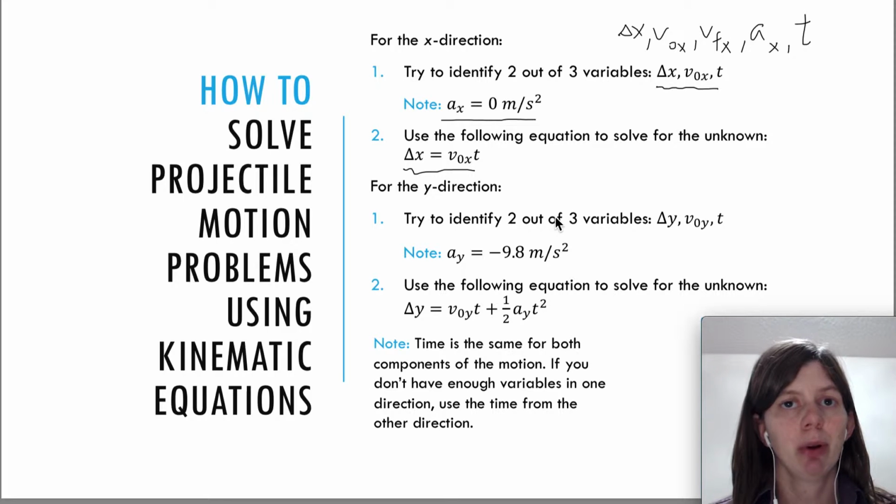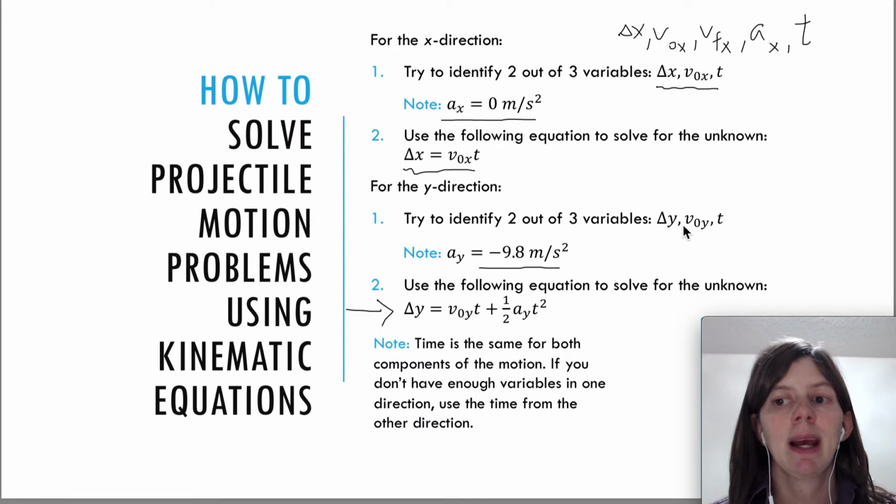Identify 2 out of the 3 variables in the y direction, delta y, v initial y, and t. This is again because you already know the acceleration in the y direction is negative 9.8 meters per second squared. And most of the time you're going to use that second kinematic equation, delta y is v initial y t plus 1/2 a y t squared, although it is possible to use some of the other ones. But most of the time, you'll have 2 of these variables, let's say delta y and v initial y, and then you can use this equation to solve for time. And once you have solved for time, then you can use that time that you found in the x direction.